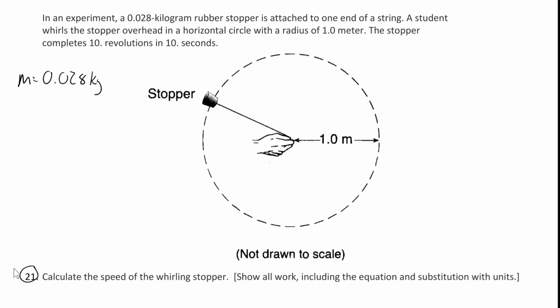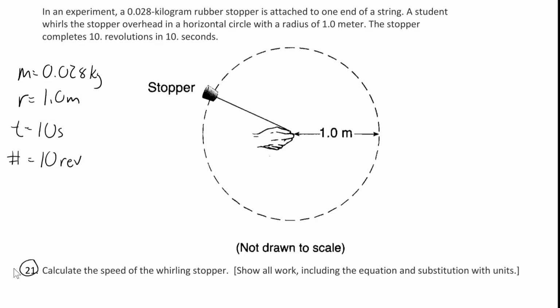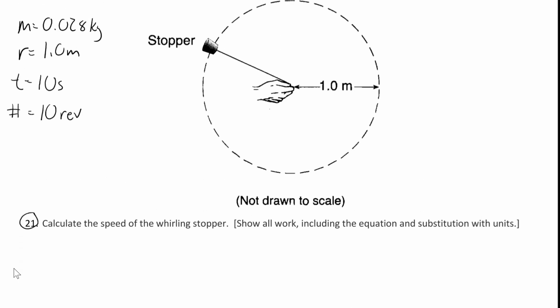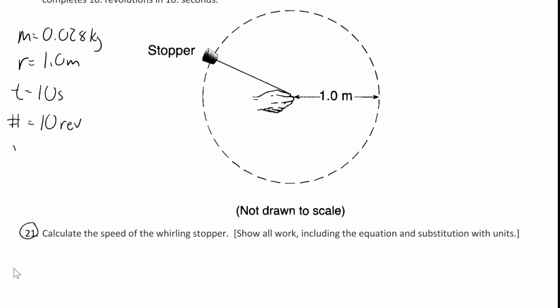A student whirls the stopper overhead in a horizontal circle with a radius of 1 meter. Just kidding, that's too big. All right, but the radius is 1 meter. And the stopper completes 10 revolutions in 10 seconds. So they're telling you the time is 10 seconds and the number of revolutions is 10. It says calculate the speed of the whirling stopper.